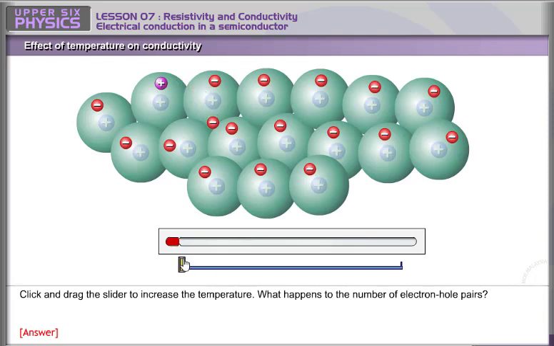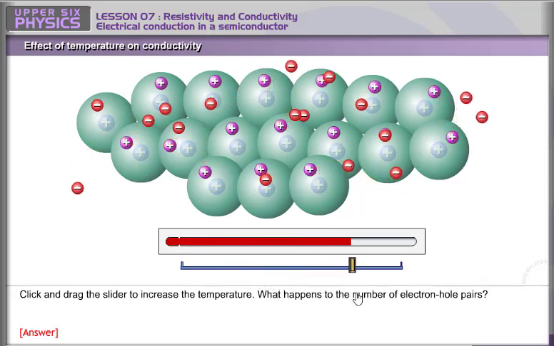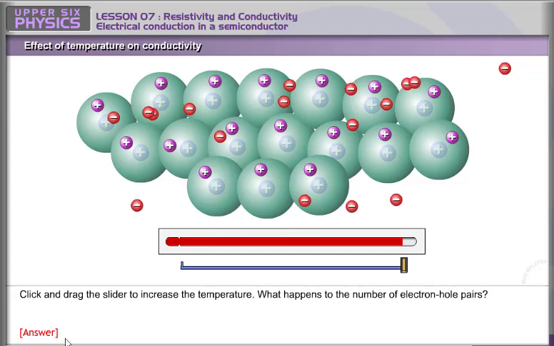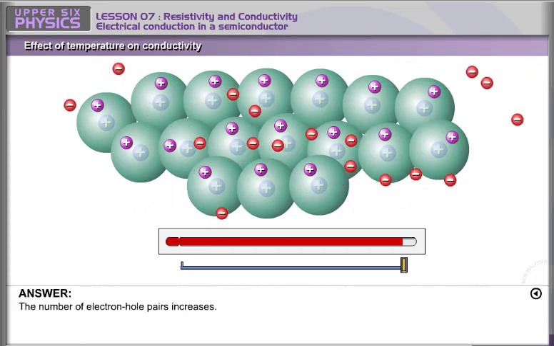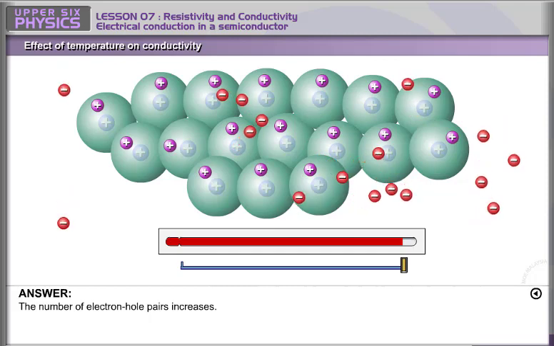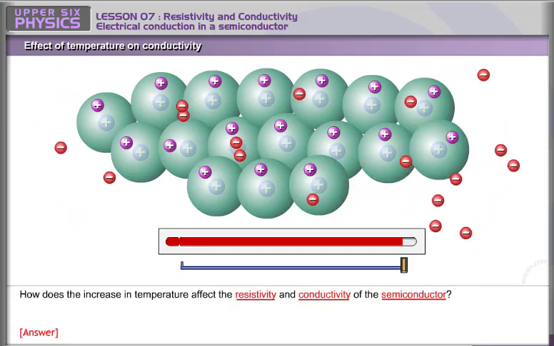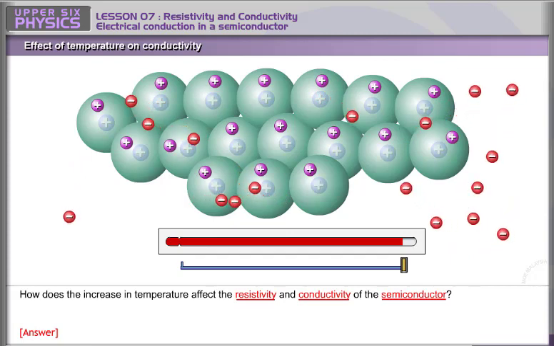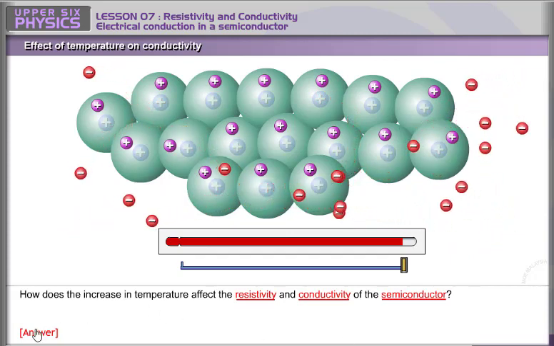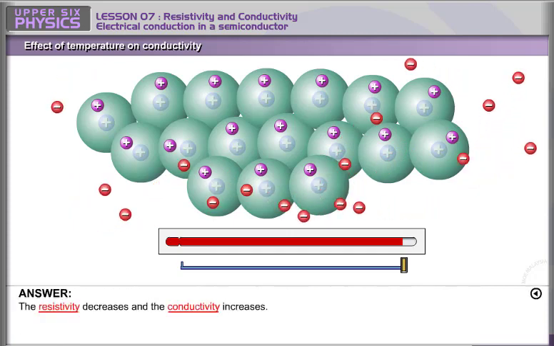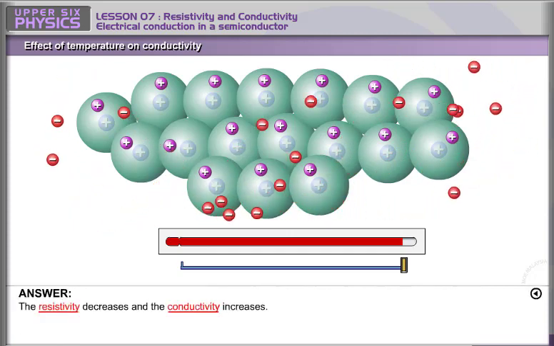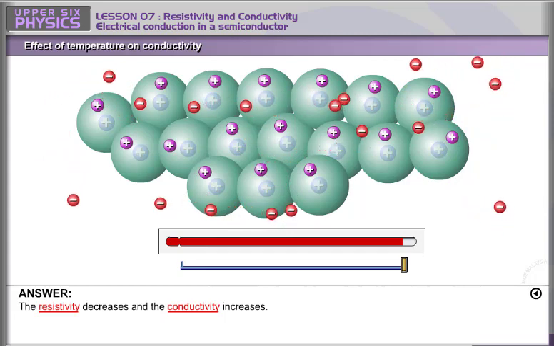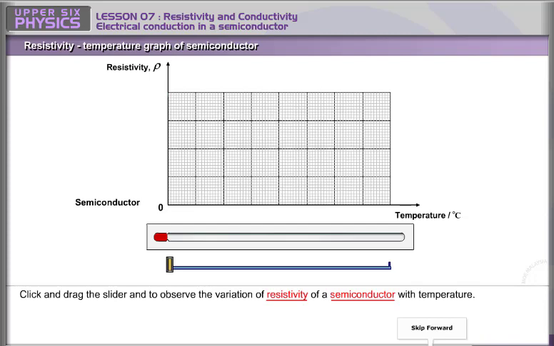Click and drag the slider to increase the temperature. What happens to the number of electron-hole pairs? Answer: the number of electron-hole pairs increases. How does the increase in temperature affect the resistivity and conductivity of the semiconductor? Answer: the resistivity decreases and the conductivity increases. Click and drag the slider to observe the variation of resistivity of a semiconductor with temperature.